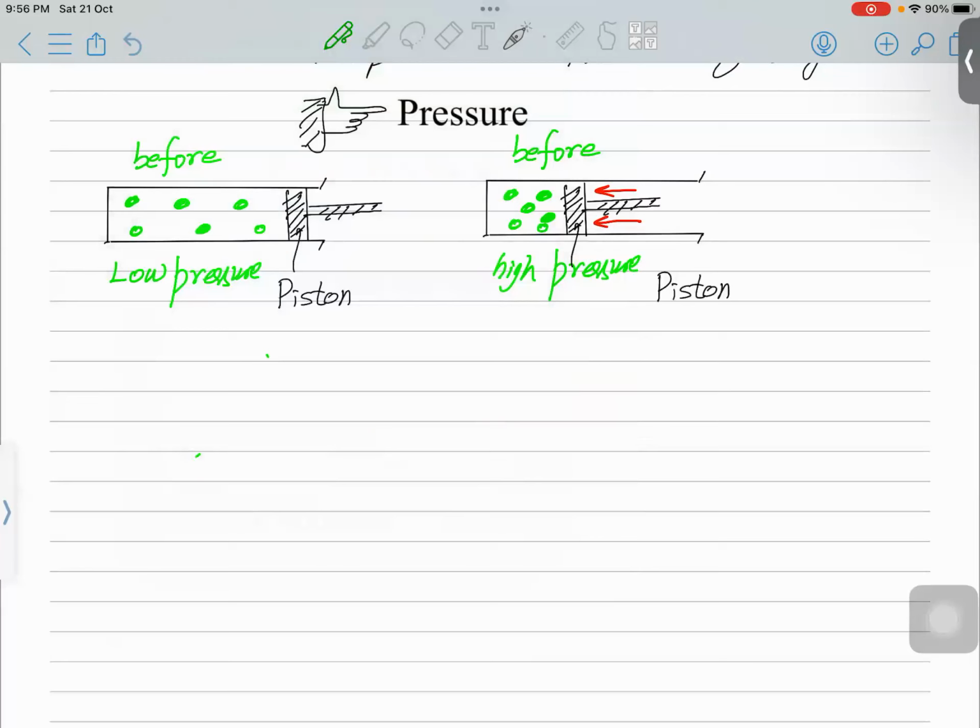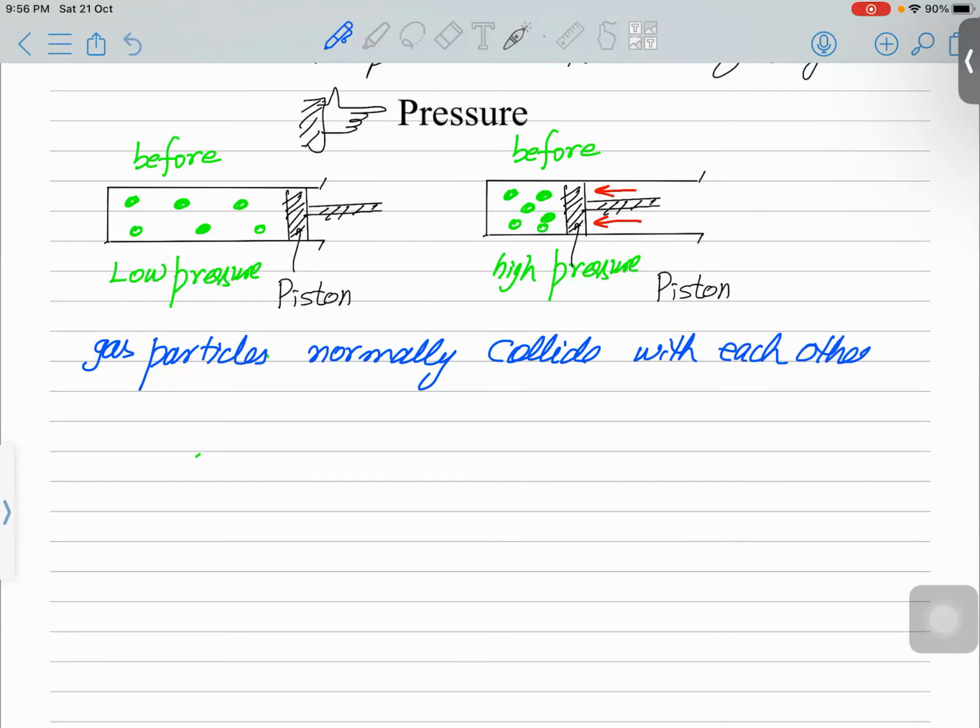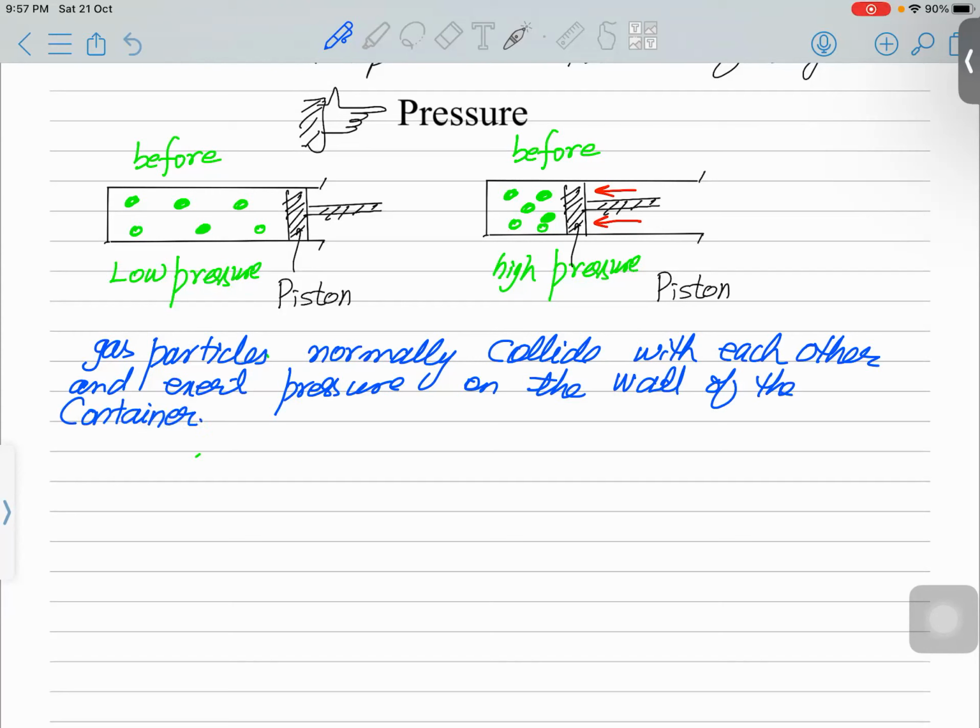Let's start to write. Gas particles normally collide with each other and exert pressure on the wall of the container.